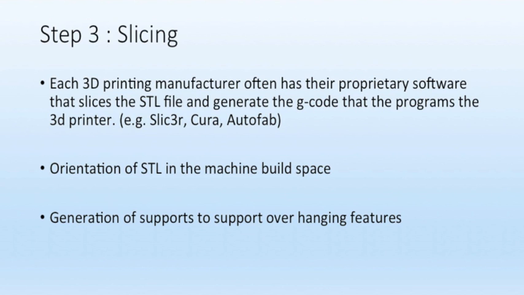In slicing, it is very important to orient your part well in the machine build space, because the orientation of your part would also have an effect on the mechanical properties of your part. And next, the slicing process also generates support to support overhanging features that you might have. So yeah, let's see the next slide.